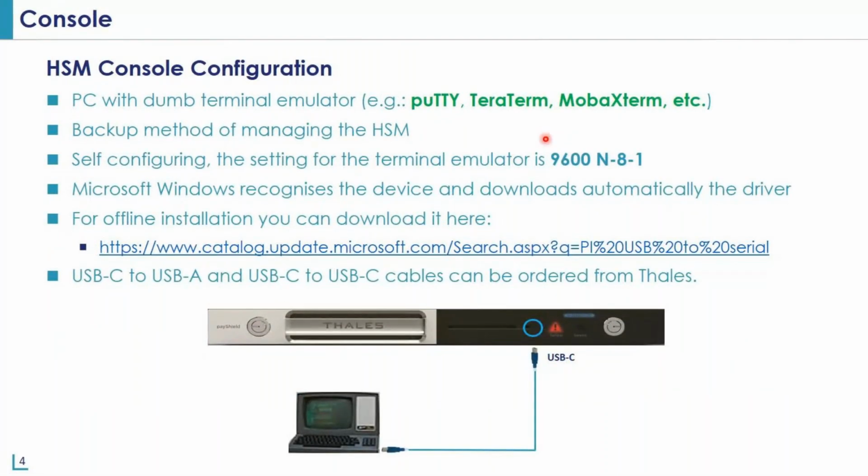For the first one, that is the console connection, you require PuTTY, Teraterm, MobaXterm, any utility which can be your dumb terminal emulator. So you just have to connect your PayShield 10K, and then you have to input these settings: 9600 baud rate, N81, that is parity none, word length 8 bits and stop bits 1. Sometimes you require drivers as well, USB-C to USB-A. Then you require these drivers to be installed on the workstation, which will be used for management.